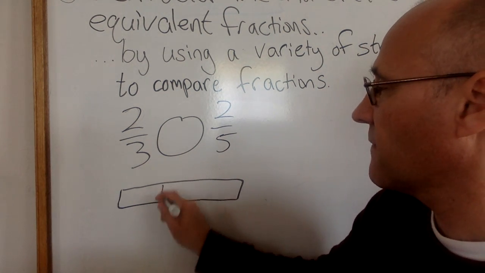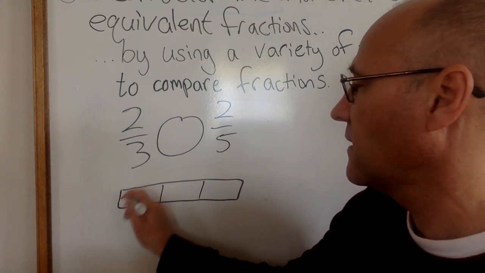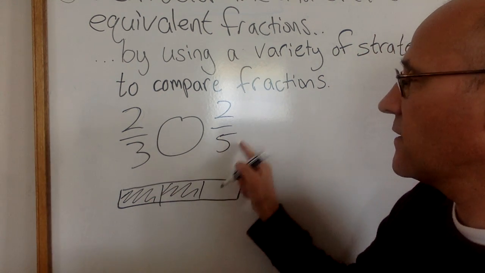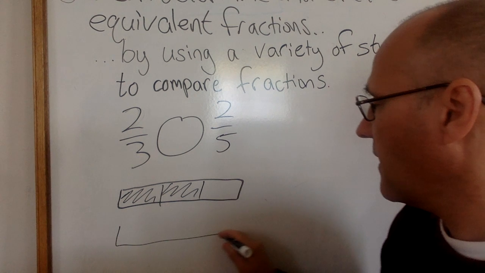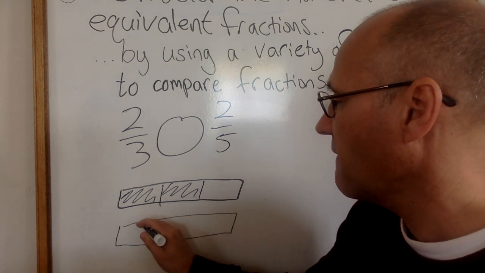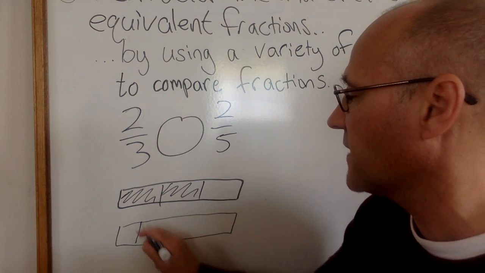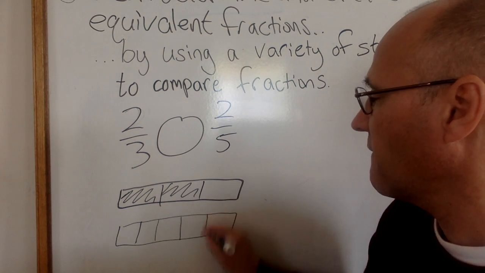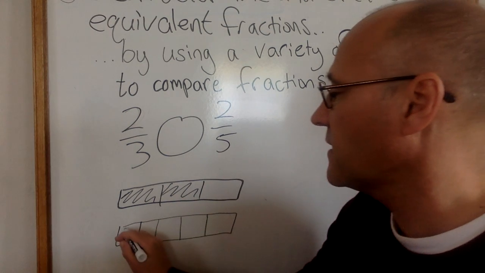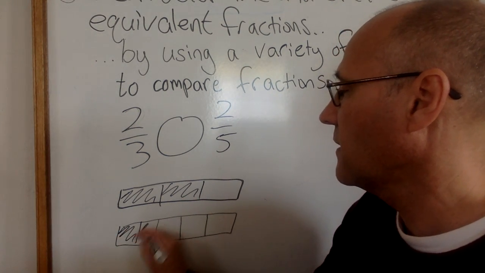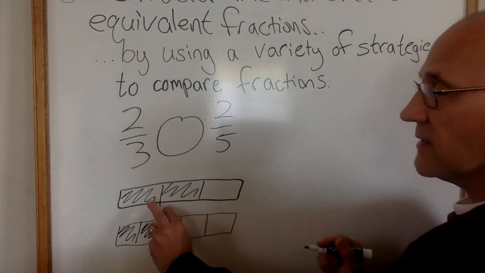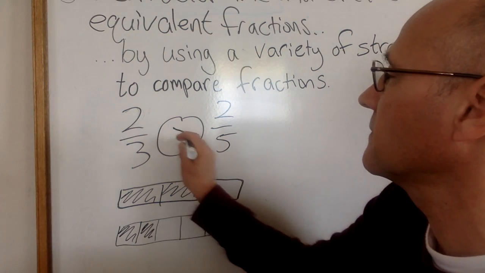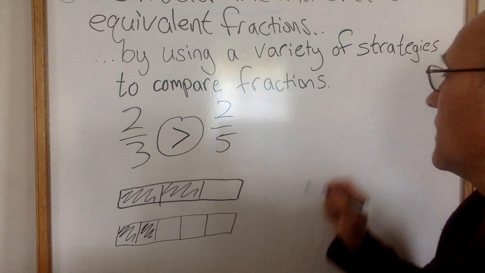2/3 means to partition into 3 equal parts and take 2 of them. 2/5 means to partition into 5 equal parts. That's a 5 split, so a 2 split, 3 split, 4 split, 5 split, and shade in 2. And when I do that, I can see 2/3 is greater than 2/5. Let's do one more.